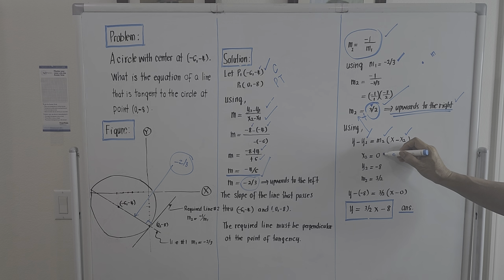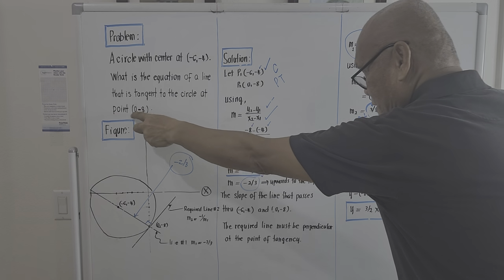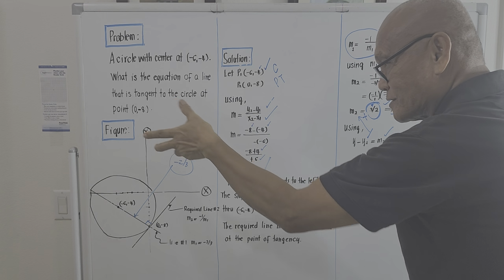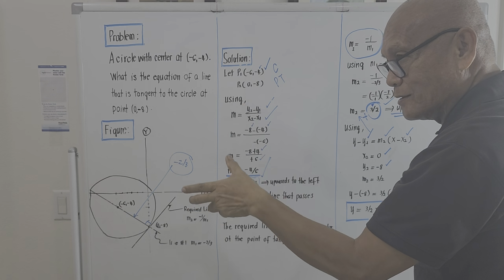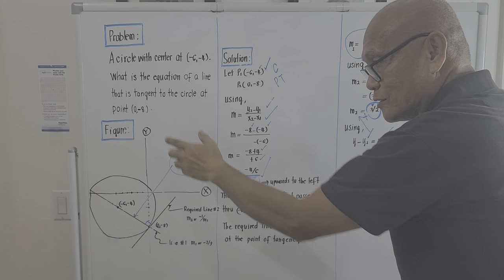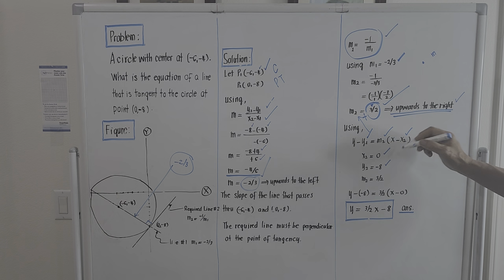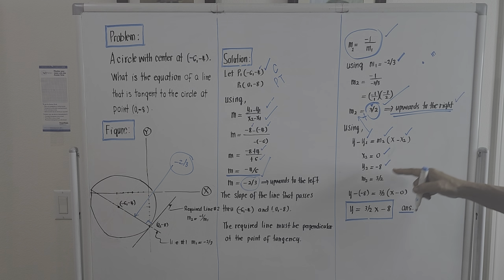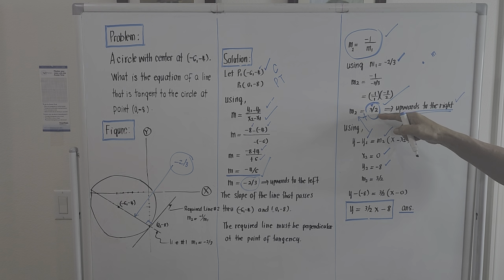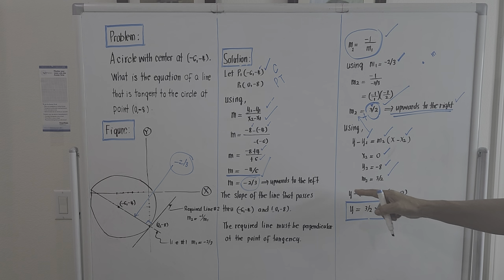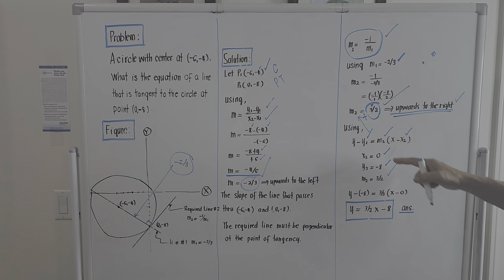x2 will be 0 at the point of tangency, and y sub 2 is actually negative 8. It was given that the point of tangency is 0 and negative 8. And the problem is asking what will be the equation of the line that passes through that 0 and negative 8, which is tangent to the circle. Okay? So, by using x2 to be 0, y2 to be negative 8, and the required slope as per computation is plus 3 halves, so this will become y minus open quantity negative 8 equal to, the slope is 3 halves, times the quantity x minus, x sub 2 will be 0. Okay, so this will now be 0.